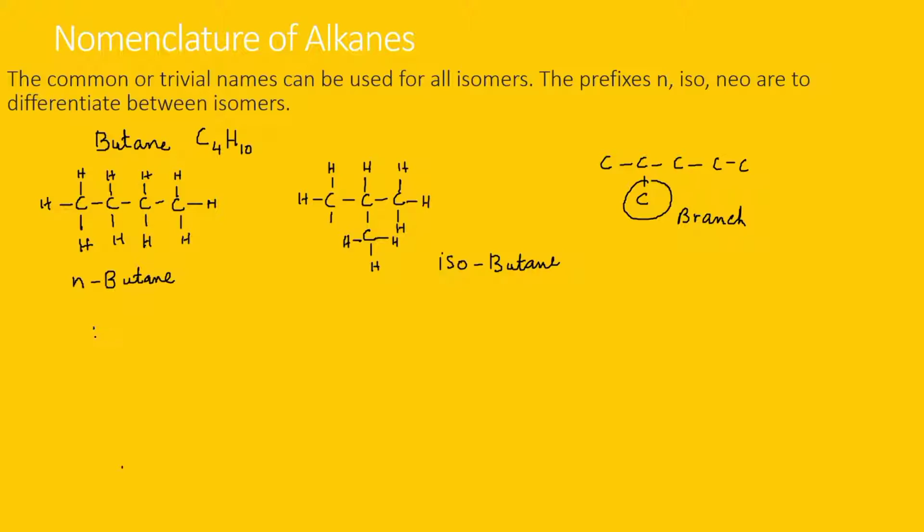Now let's talk about pentane. What's the formula for pentane? It is C5H12. Now let's see how many structural formulas pentane can have. I'm arranging all the carbons in the form of a straight chain. So now we have 5 carbon atoms, and let's count how many hydrogens there will be: 1, 2, 3, 4, 5, 6, 7, 8, 9, 10, 11, and 12. So there are 12 hydrogens with 5 carbon atoms.